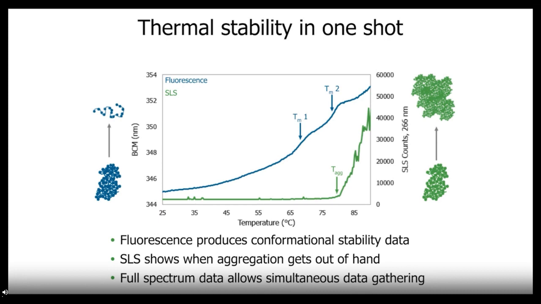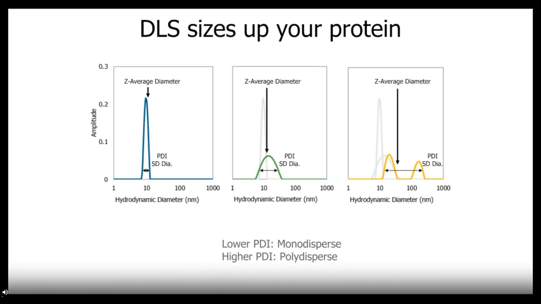The SLS data in green shows the aggregation behavior of your protein and reports the temperature when aggregation begins as a Tagg. You notice how the Tagg event lines up with Tm2, which is a link between the second unfolding event and the aggregation event of the protein. So together, the two protein tools of intrinsic fluorescence and SLS give you a good understanding of how unfolding and aggregation is occurring in response to thermal stress of protein.